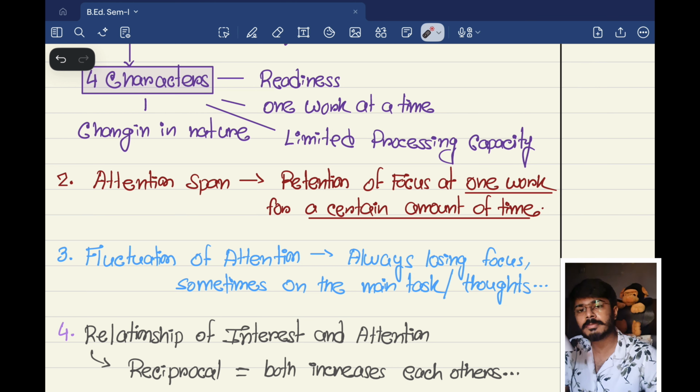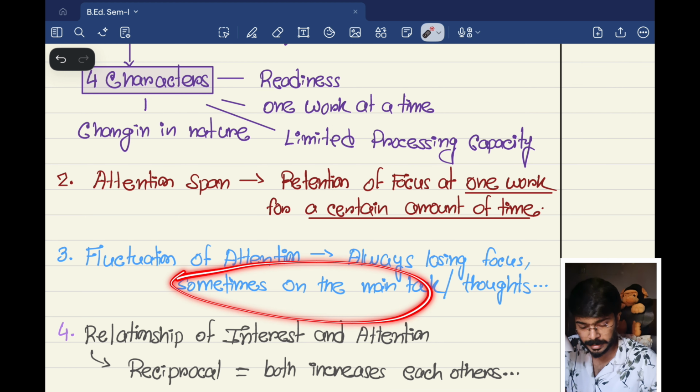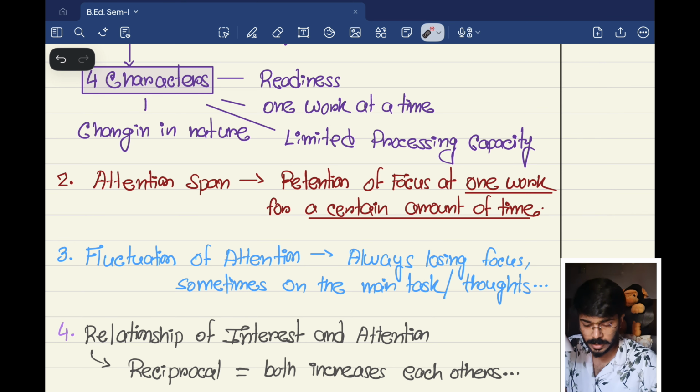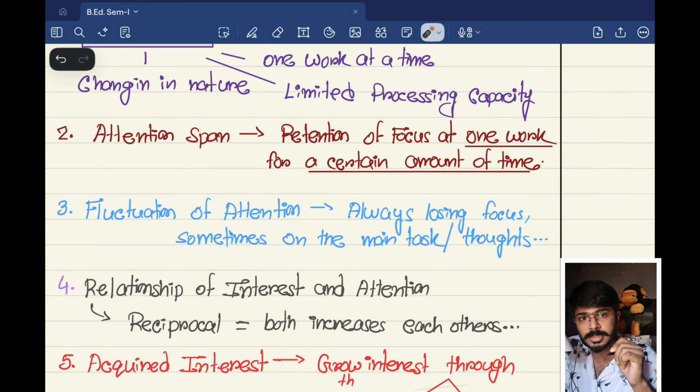So let's move forward to fluctuation of attention. What does fluctuation of attention mean? Suppose I am making you understand something and you are focusing on something else. Maybe you are watching through the window that there is a bird. It means attention is not a constant thing, that for 1 hour you will have attention on one thing. It can't be guaranteed. It can be achieved through your practice. So fluctuation of attention means always losing focus, sometimes on the main task or the thoughts. You are doing one main task and you are always losing focus. It means fluctuation of attention is there.